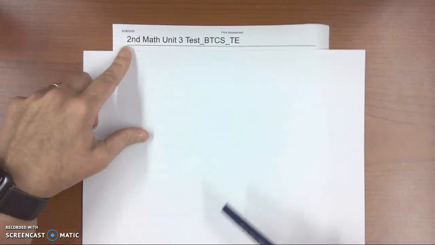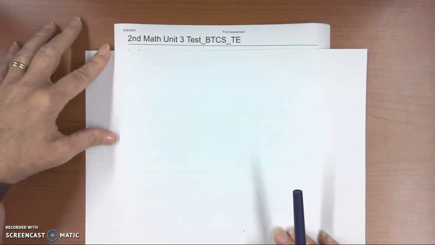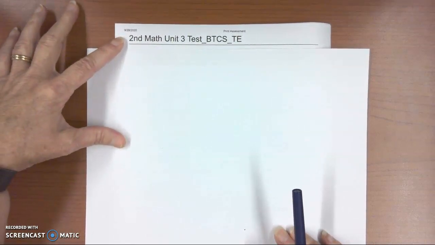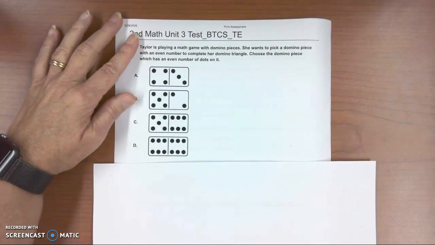Alright, this is the second grade Unit 3 math test. I'm going to read the questions aloud to you. Pause the video, solve the problem, and then push play so you can hear the next question. We're going to start with question 1.